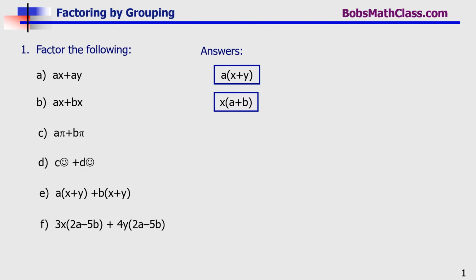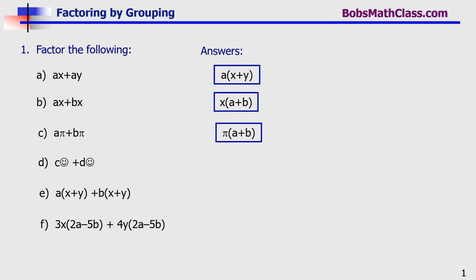Here I used the Greek letter pi. A pi plus b pi. What's our GCF? Pi. Yeah, it's a Greek letter pi if you didn't know. So pi is written in front, and then what's left? Right, a plus b.